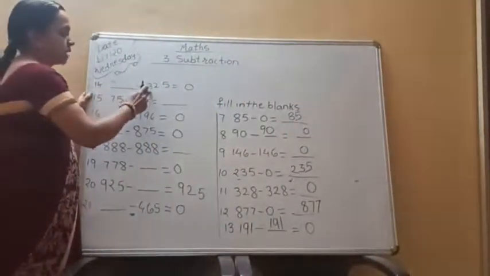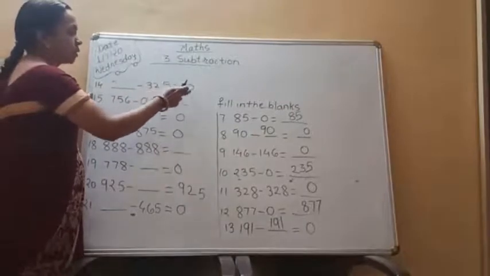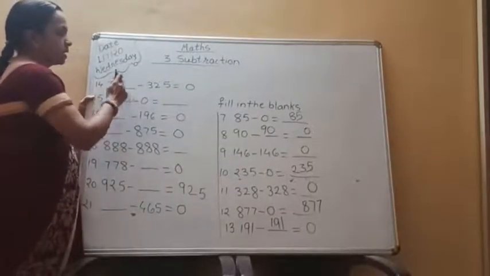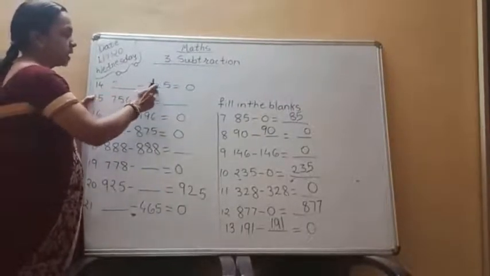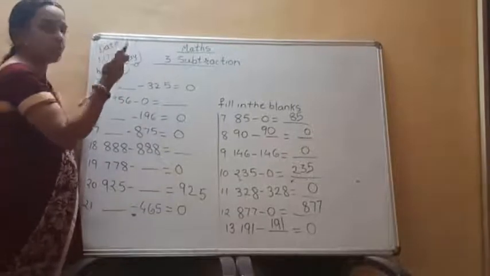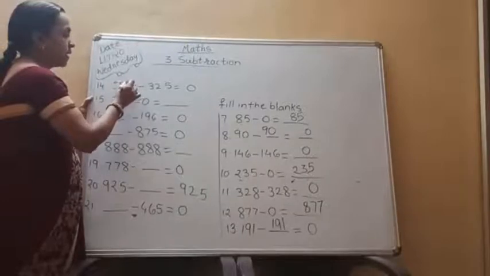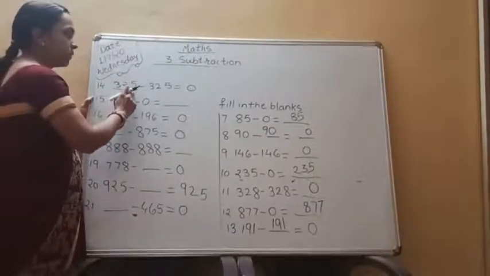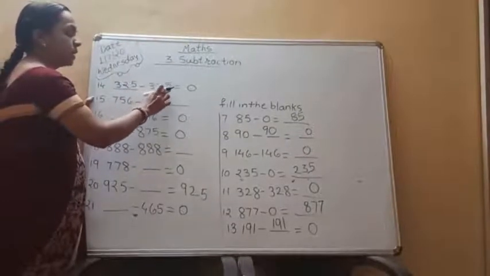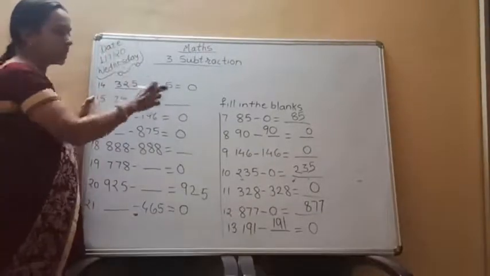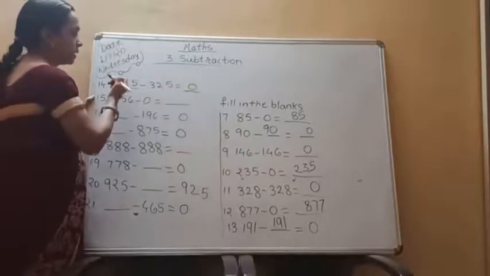Dash minus 325 equal to 0. So what is the answer? Which number minus 325 equal to 0? So we have to write here 325. 325 minus 325 equal to how much? 0. So this is our answer.